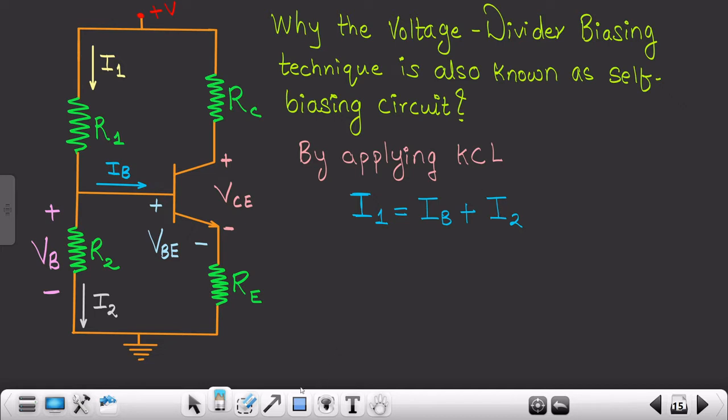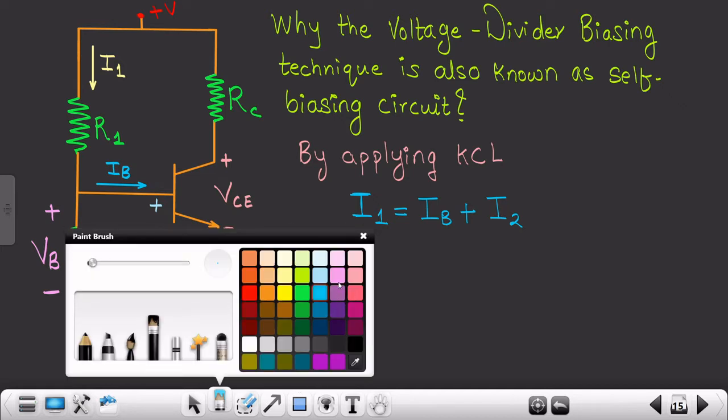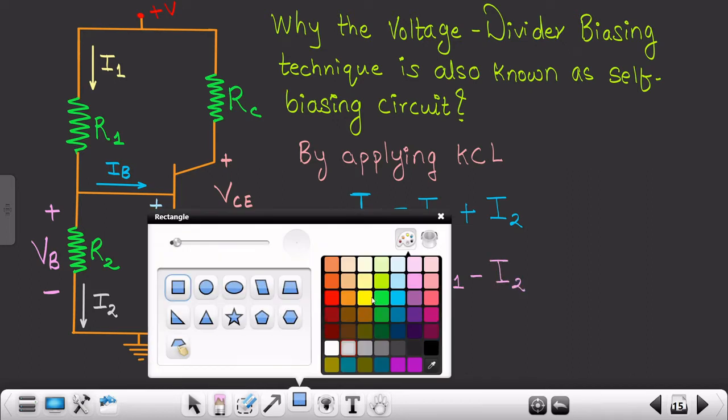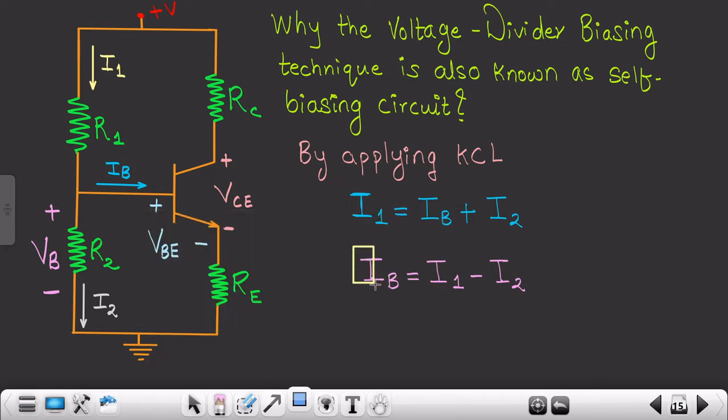So I can also write this equation in this way, that is IB is equivalent to I1 minus I2. Let me highlight this equation, because we will be using it for analyzing further things.